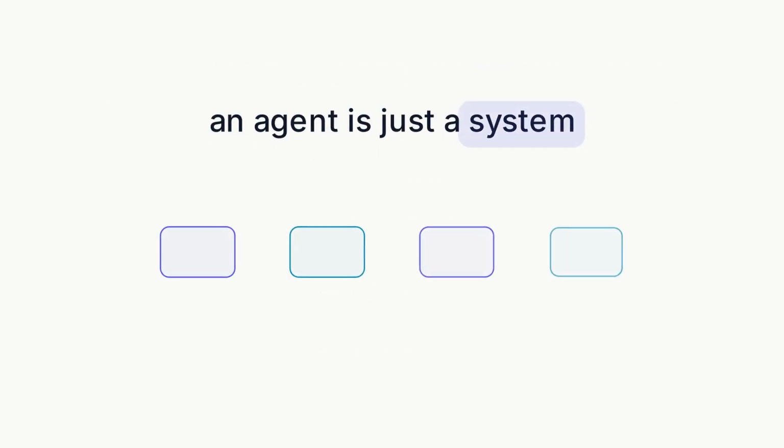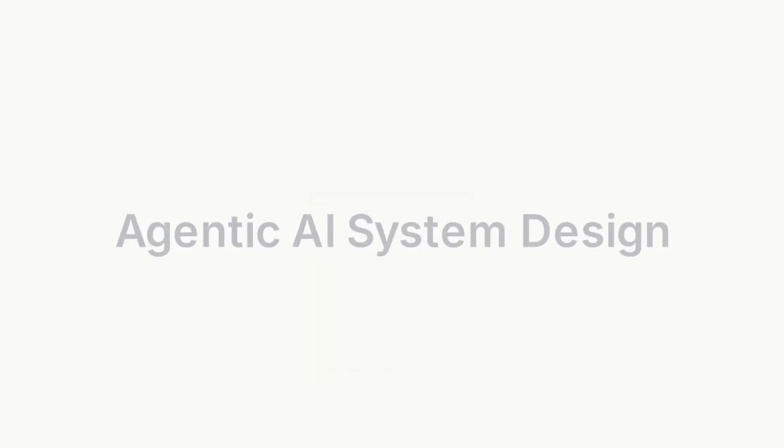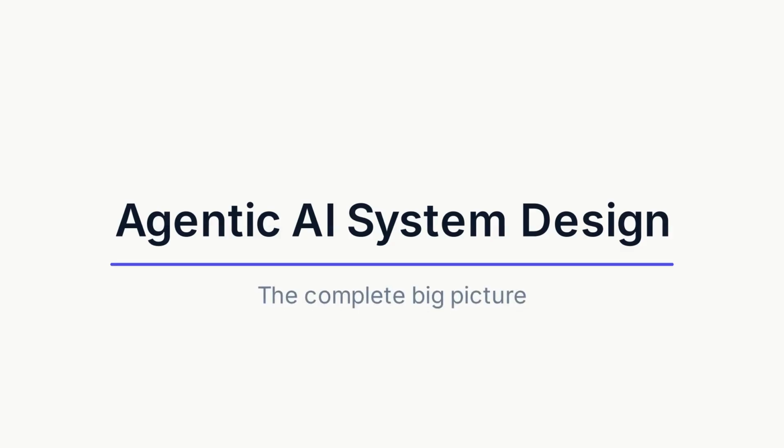But strip away the hype and an agent is just a system, a handful of components, each one solving one specific problem, connected in the right way. So let's build one piece by piece, starting from a blank canvas. Agentic AI system design, the complete big picture.